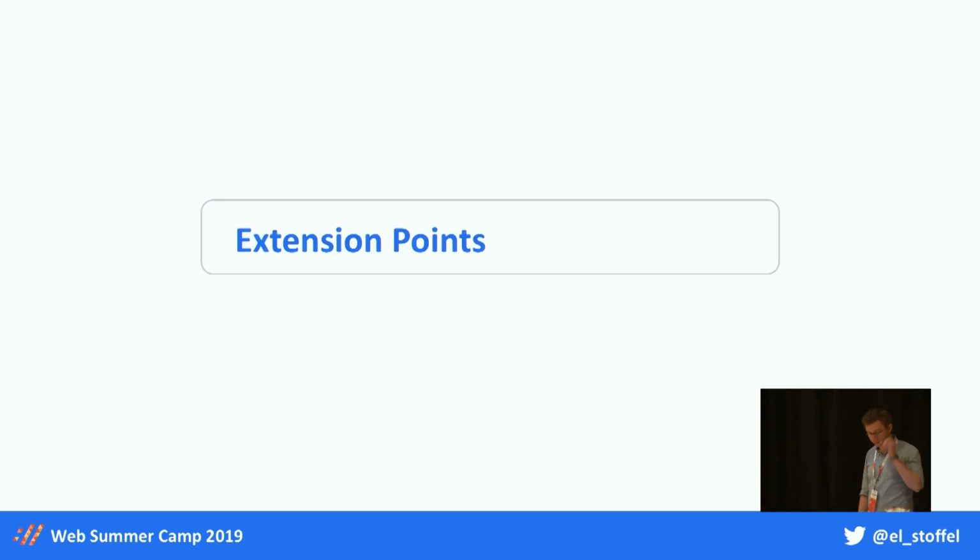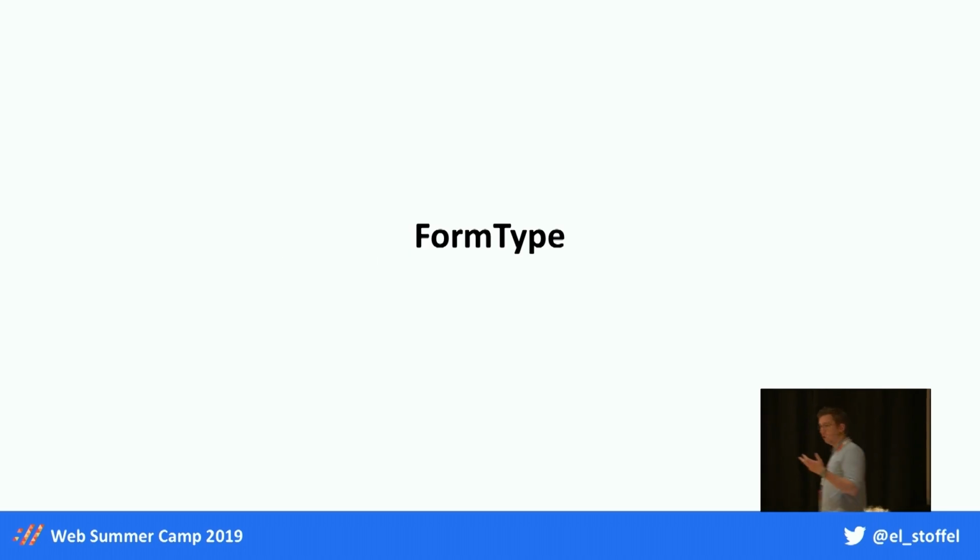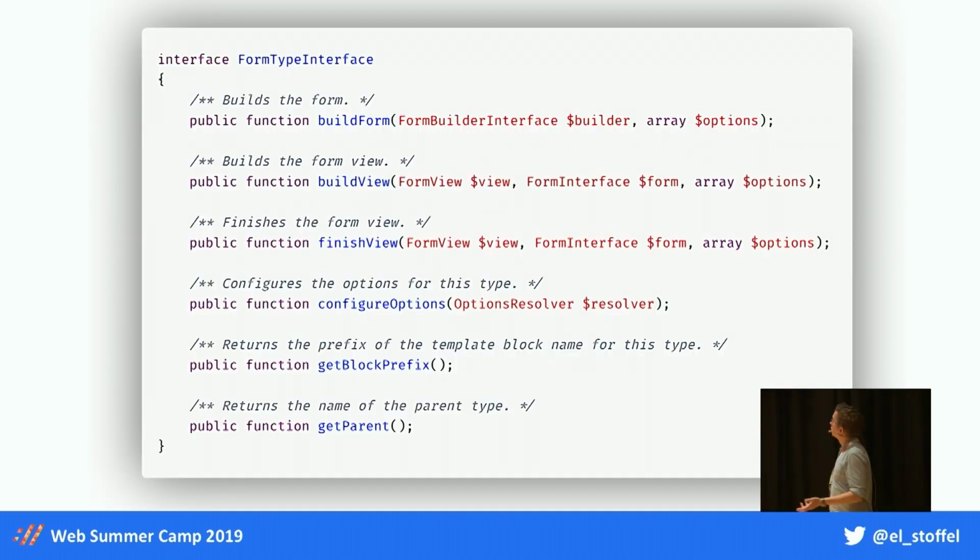So let's talk about the extension points. We all know the form type, which has those methods. More than you might expect. Usually we just use the configure options and the build form. I just told you about build view and finish view.